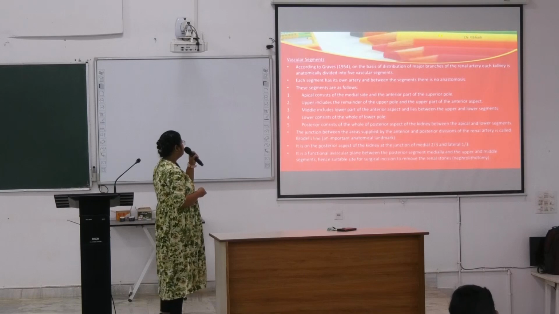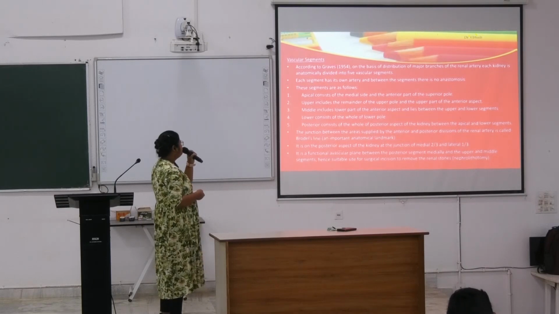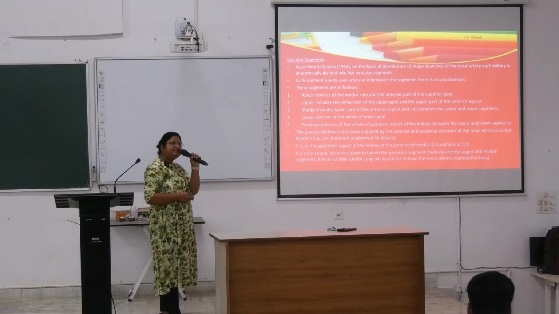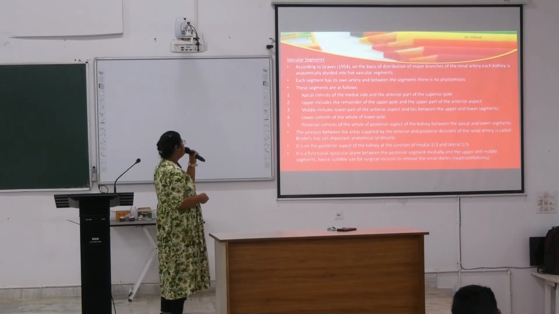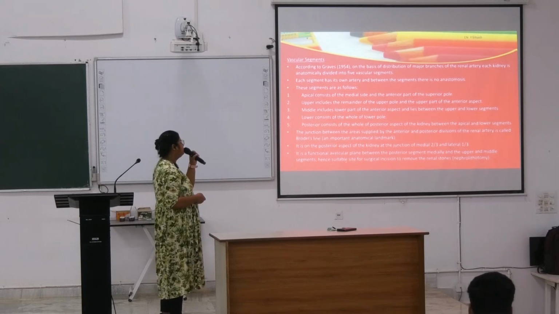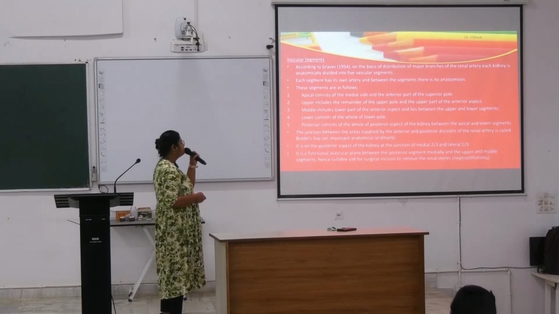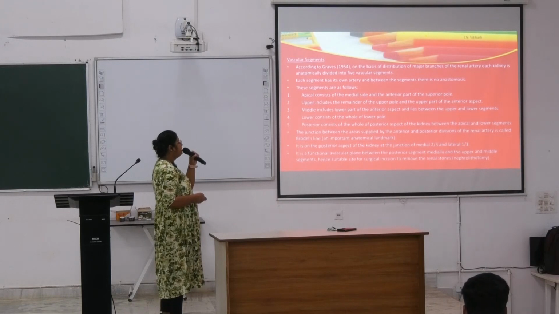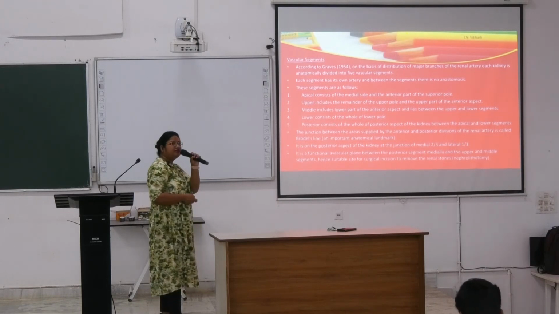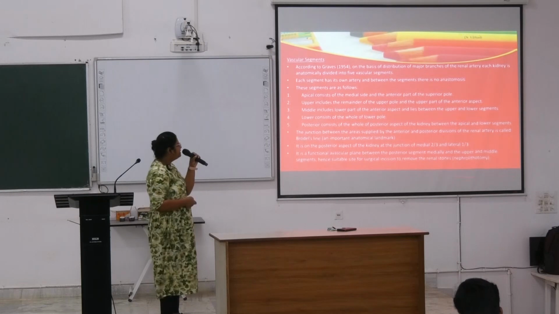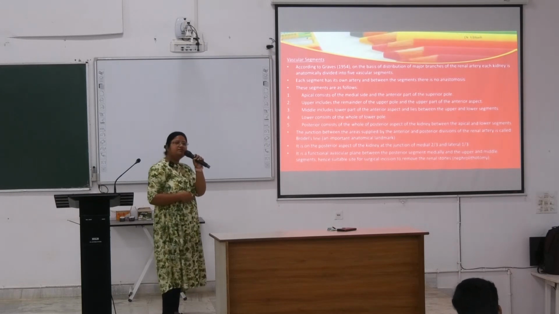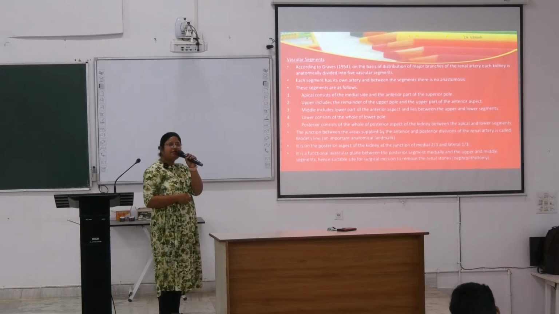So it is on the posterior aspect of the kidney at the junction of medial 2/3 and lateral 1/3. It is a functional avascular plane between the posterior segment medially and the upper and middle segments. Hence, it is a suitable site for surgical incision to remove the renal stones, nephrolithotomy. For removal of renal stone, you have to go through this plane, Brodel's line, Brodel's plane.